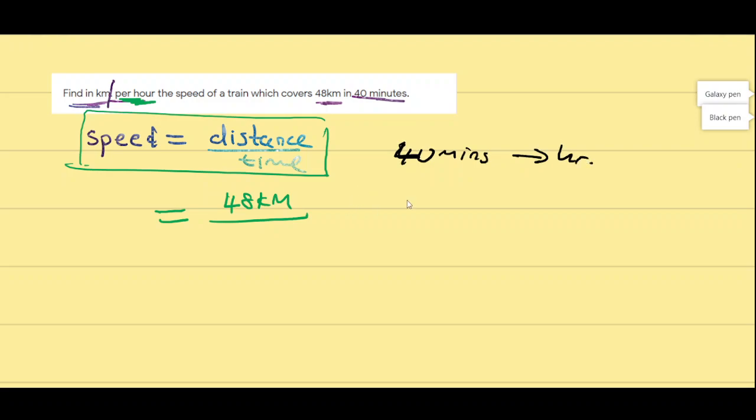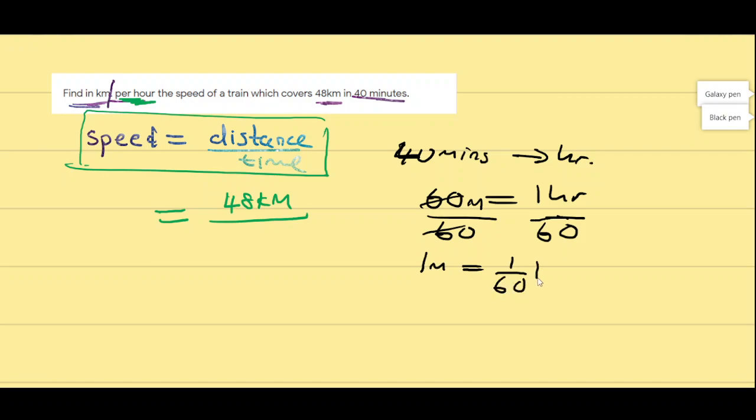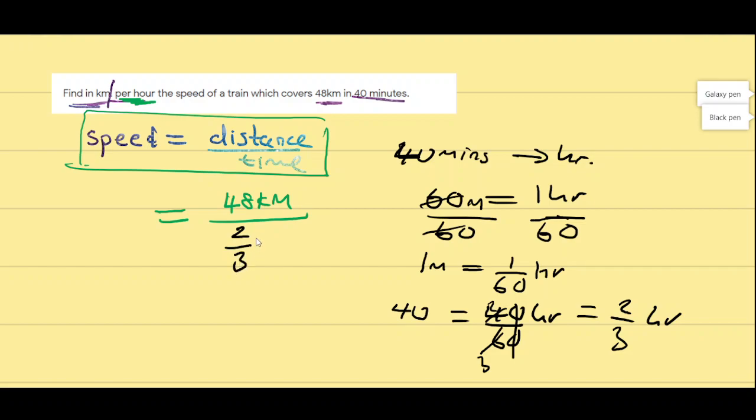The way to do this is to realize that 60 minutes will give us 1 hour. So when you divide both sides by 60, you find out that a minute is 1/60 of an hour. But we need 40, so we multiply both sides by 40. Therefore, this is equal to 40/60 of an hour. Of course, the zeros cancel out. 2 here is 2, and 2 here is 3. So this is 2/3 of an hour. So instead of putting 40 minutes here, we'll put 2/3 of an hour here.